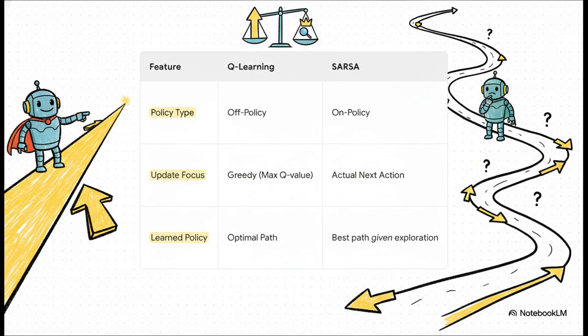So let's just boil it all down right here. Q-learning is your off-policy optimist. It's learning the perfect, ideal path, completely ignoring any potential mistakes from exploration. SARSA is your on-policy realist. It learns the best path given that its own strategy involves a bit of randomness. It has to account for its own behavior.